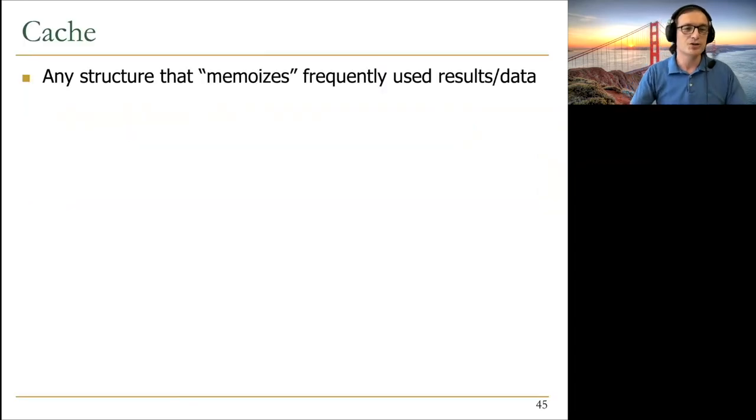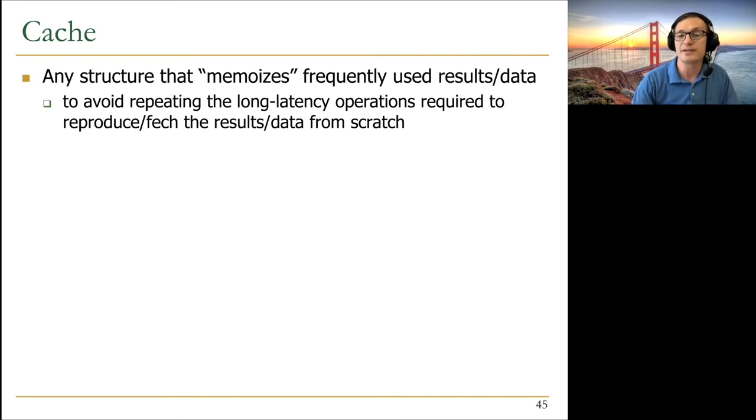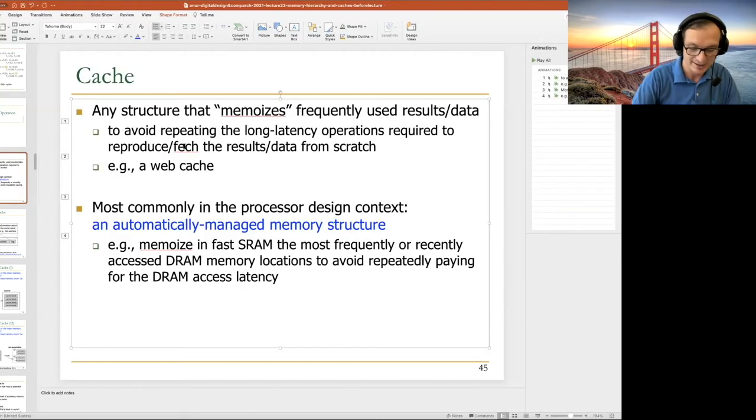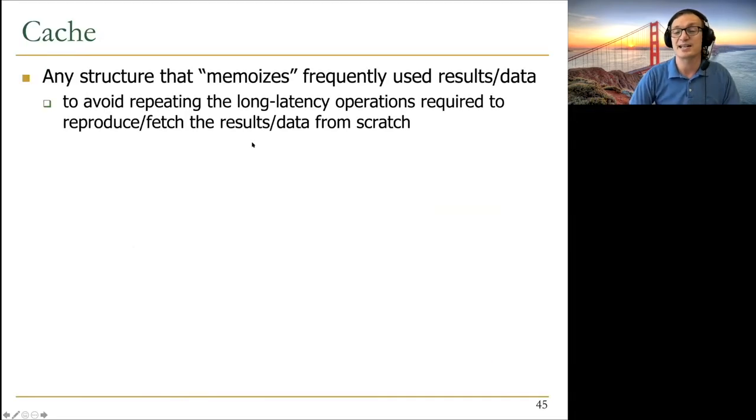Before we focus on hardware caches, a cache is essentially any structure that memorizes frequently or recently used results or data. And this is very general. Again, it could be software, it could be hardware. And the goal is to avoid repeating the long latency operations required to fetch the results and data from scratch.